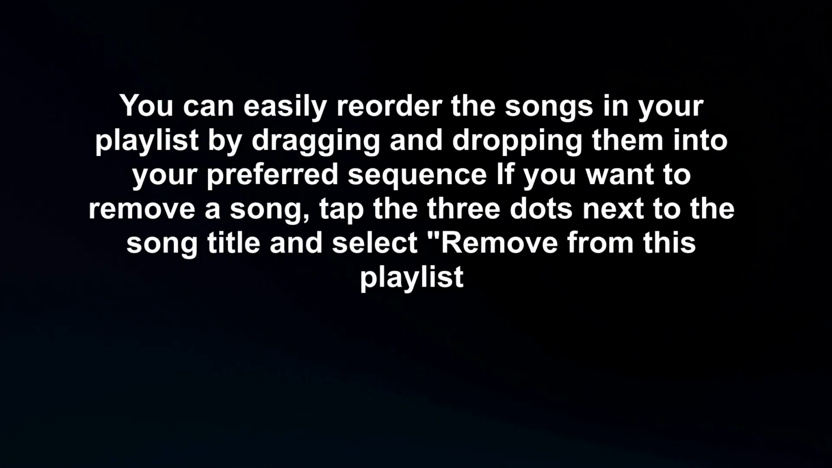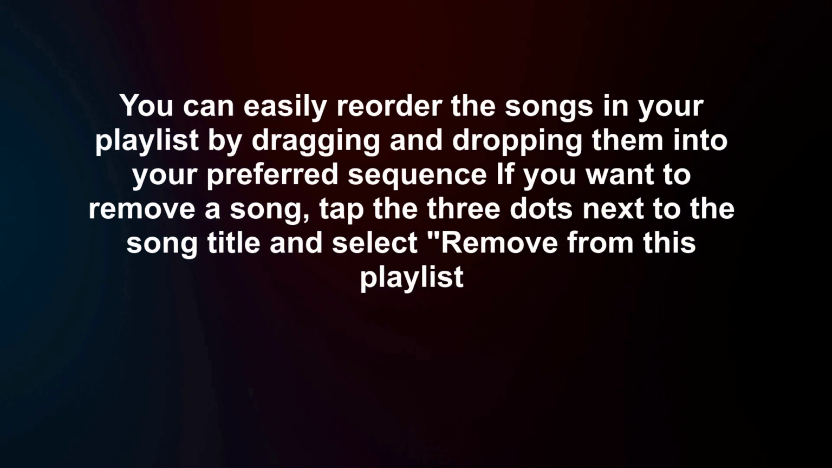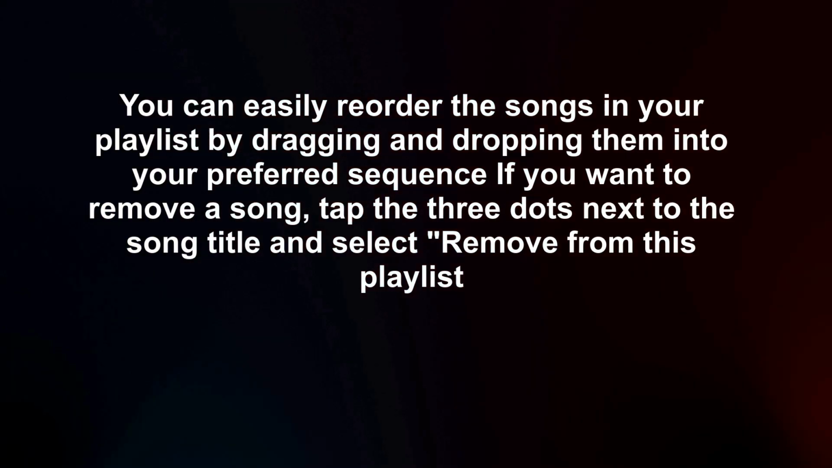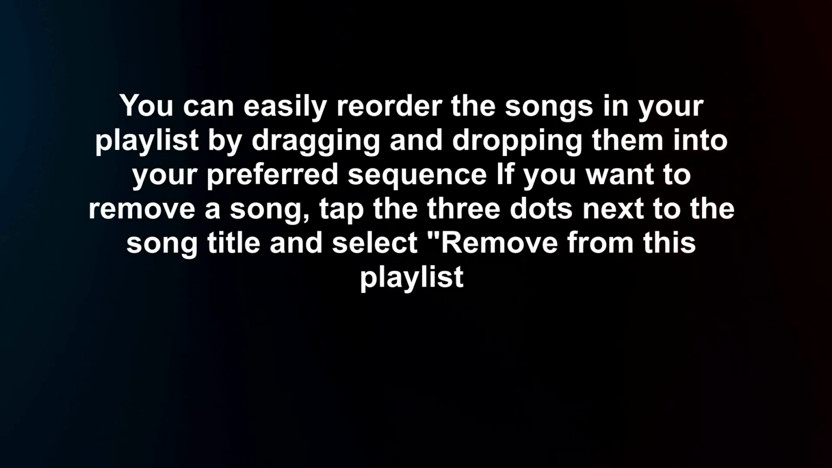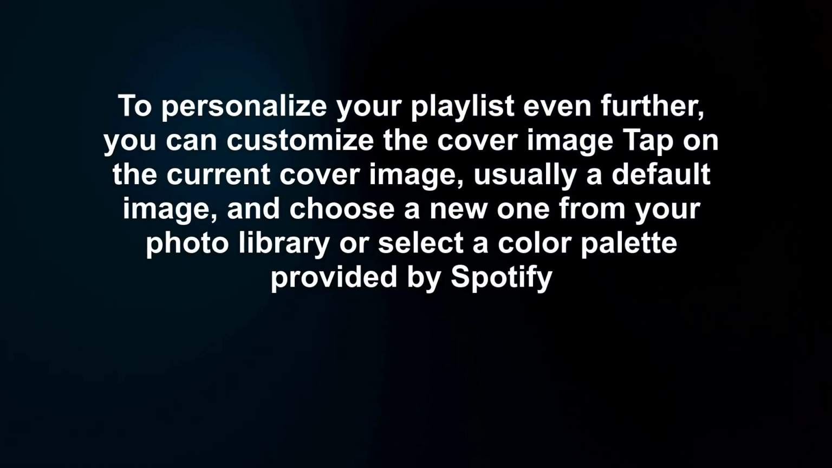song title. You can easily reorder the songs in your playlist by dragging and dropping them into your preferred sequence. If you want to remove a song, tap the three dots next to the song title and select Remove from this playlist. To personalize your playlist even further, you can customize the cover image.